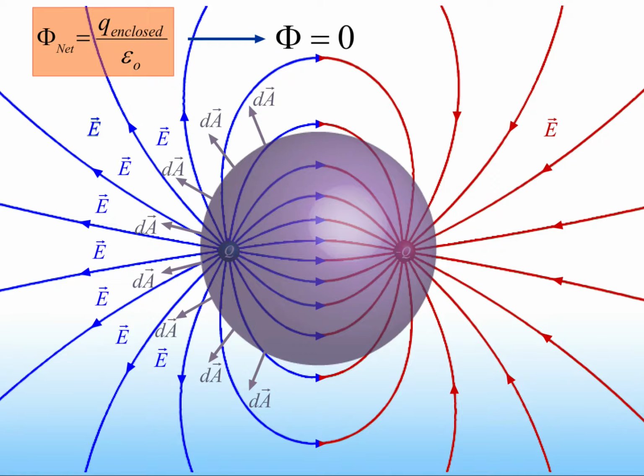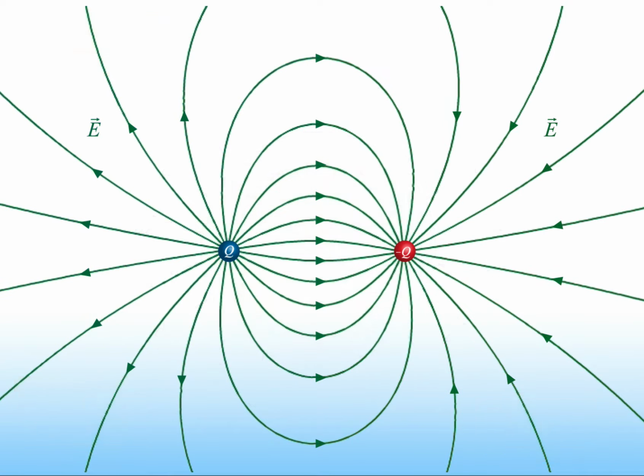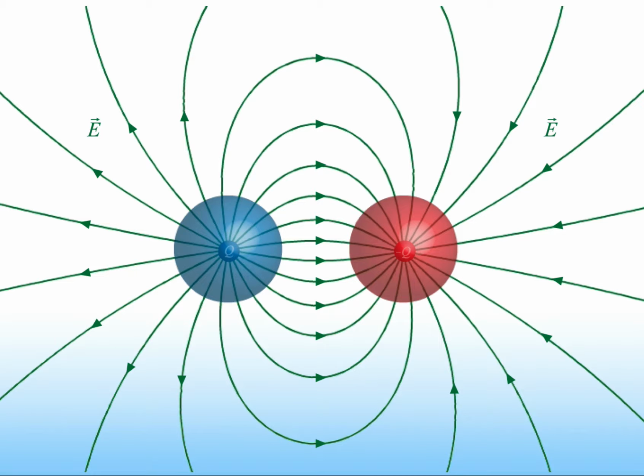For the lines that leave the surface, the product E dot dA is positive, while for the lines that enter the surface, the product E dot dA is negative. When we integrate over the entire surface of the sphere, we will get zero flux, in accordance with Gauss's law. We'll now replace this large sphere with two smaller spheres, each one enclosing just one of the charges as shown.